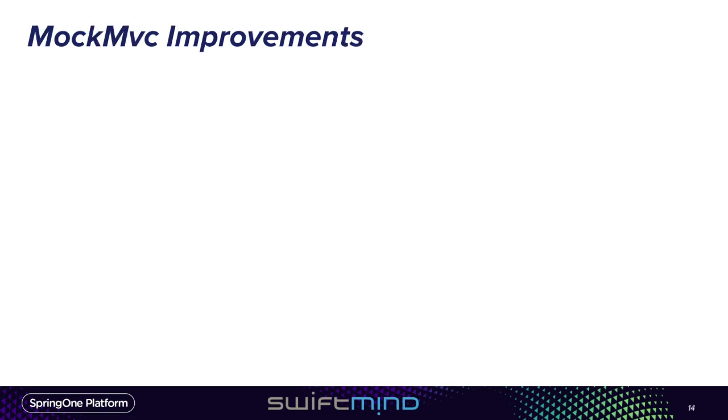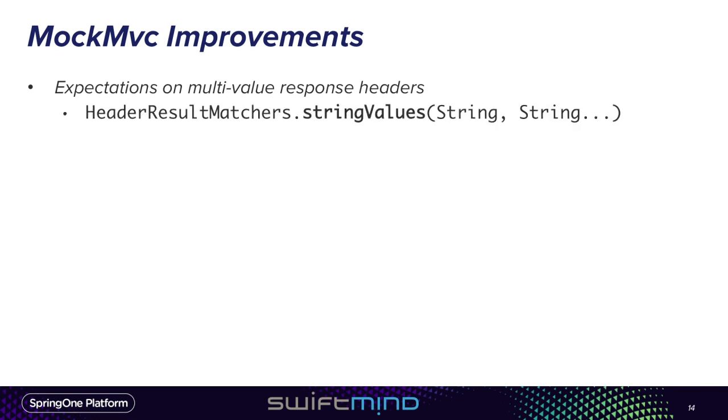Now we'll switch to some improvements in the web testing scenarios. So for Spring MVC Test, we have the MockMvc that we can use there. If we have response headers that have multiple values, we can now set expectations on those. That wasn't possible previously, and that's via a new stringValues method, plural there with an S, in the result matchers, so you might find that useful.